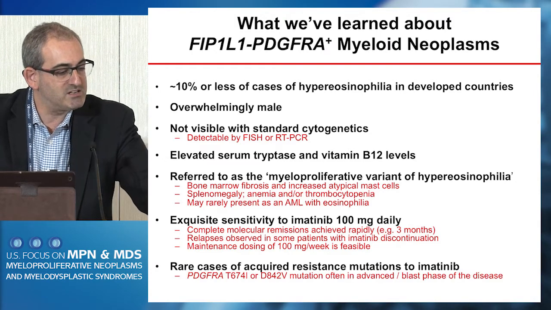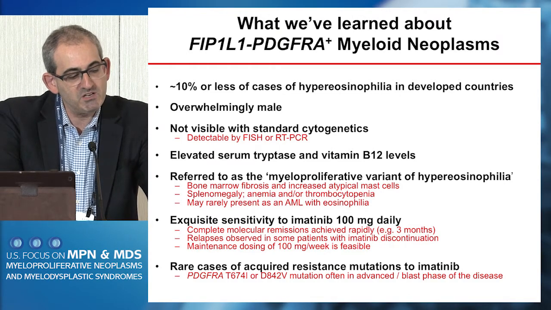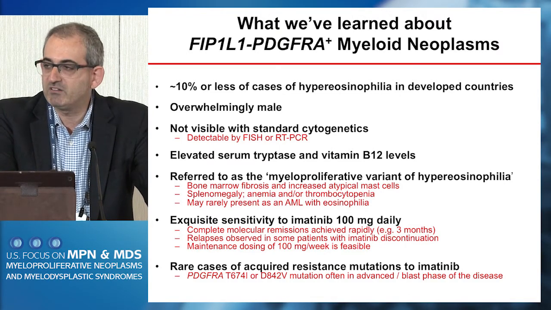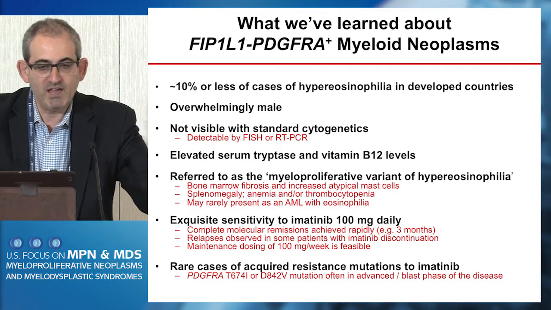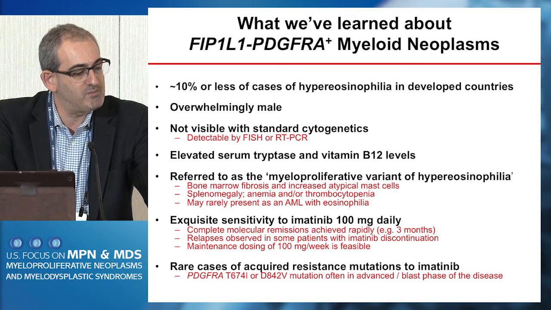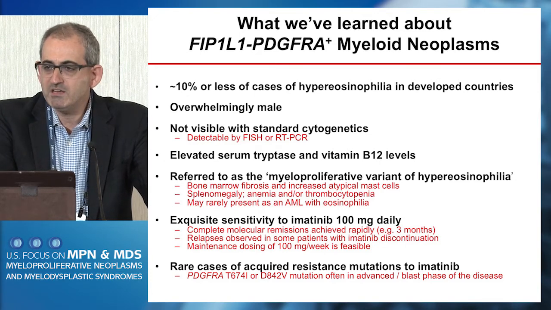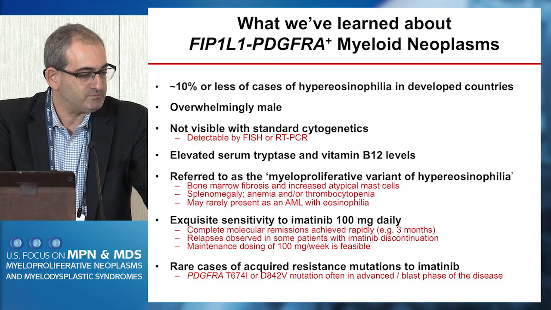And again, there are rare cases of acquired resistance. Primary resistance is essentially unheard of. Two mutations that come out are T674I, which is analogous to the T315I mutation that we find in patients with CML. That's the pan-resistant mutation to imatinib, nilotinib, and dasatinib. And the D816V mutation, again, usually found when the disease progresses.